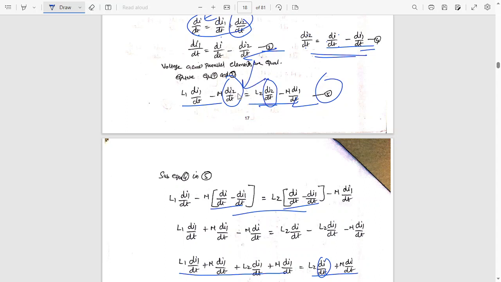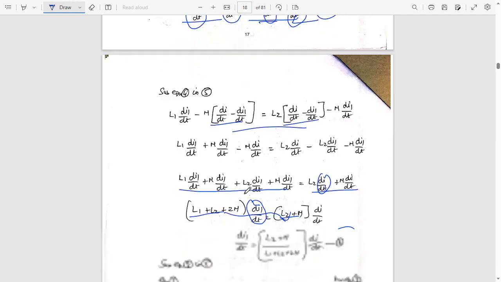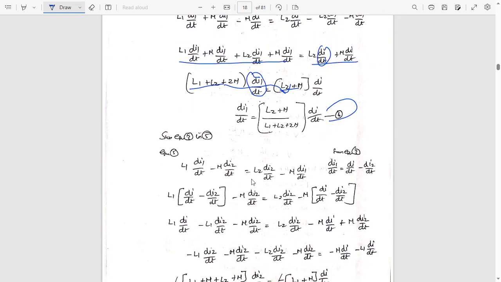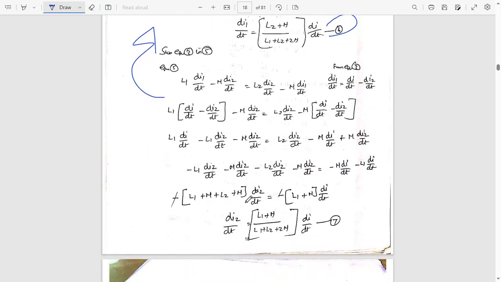If I want to substitute equation number 3 in this, wherever you find di1 by dt, I have to substitute the right hand side value. So that is what I have done here. I need to do the same step we discussed here: arrange all the di2 by dt on one side and all the di by dt on the other side. While doing that, I will get the equation like this. So di2 by dt equal to L1 plus M by L1 plus L2 plus 2M into di by dt. So this is what we get. Now we have di1 by dt in equation number 6 and di2 by dt in equation number 7.